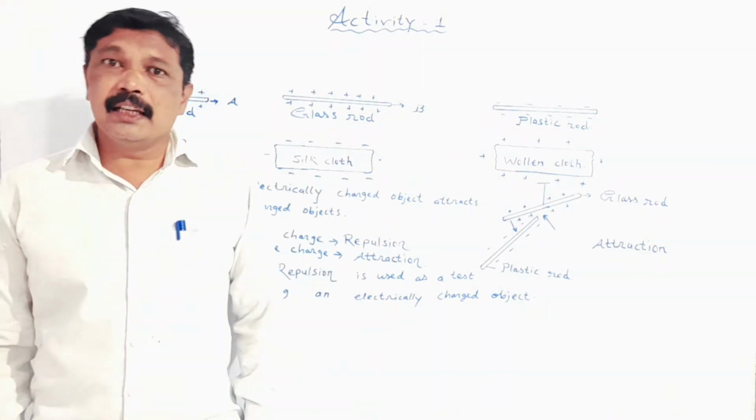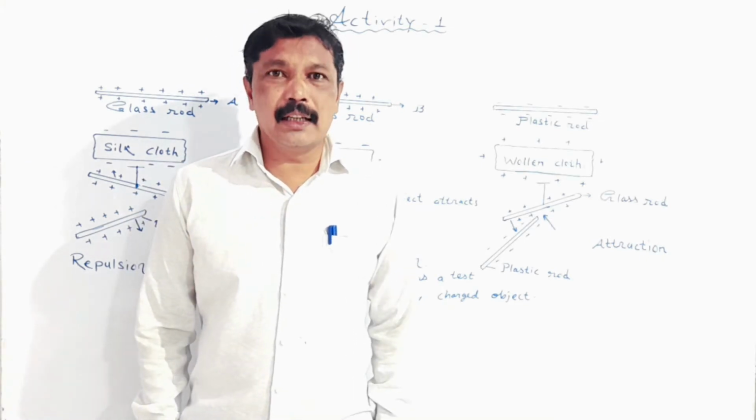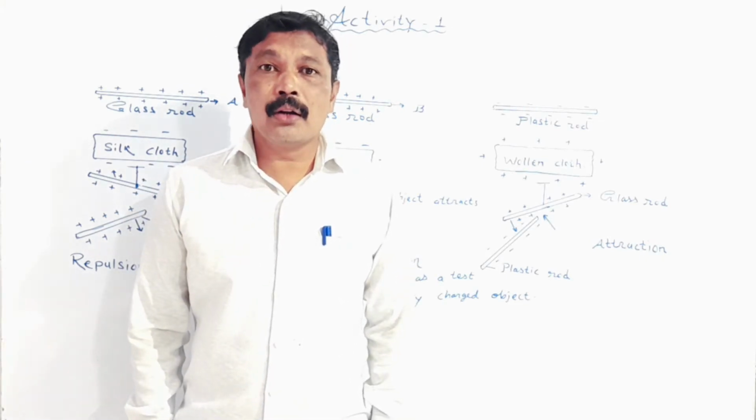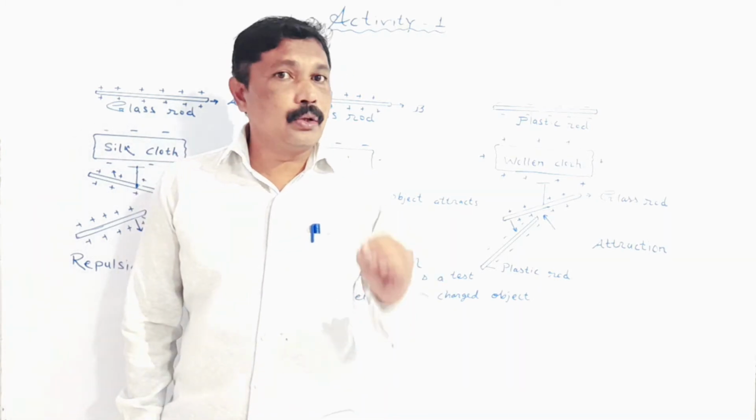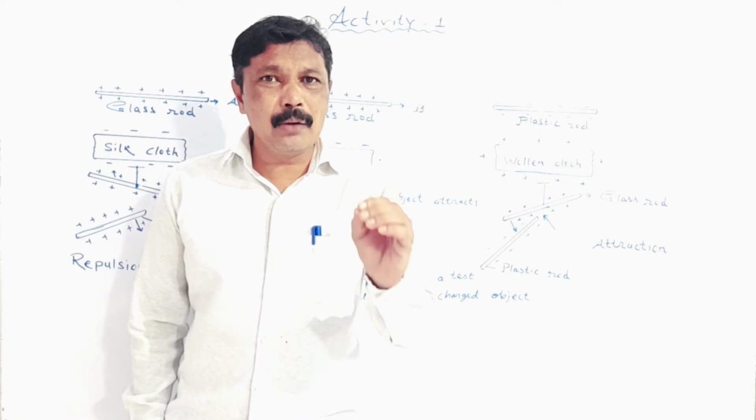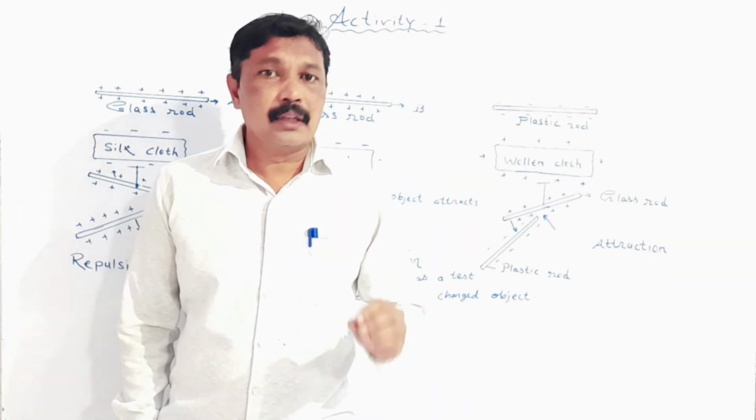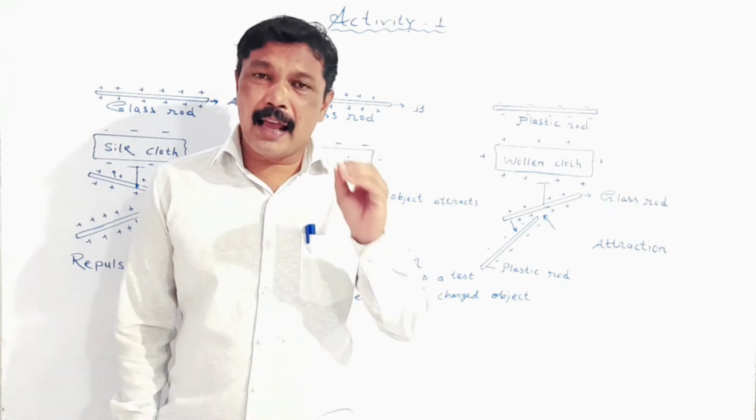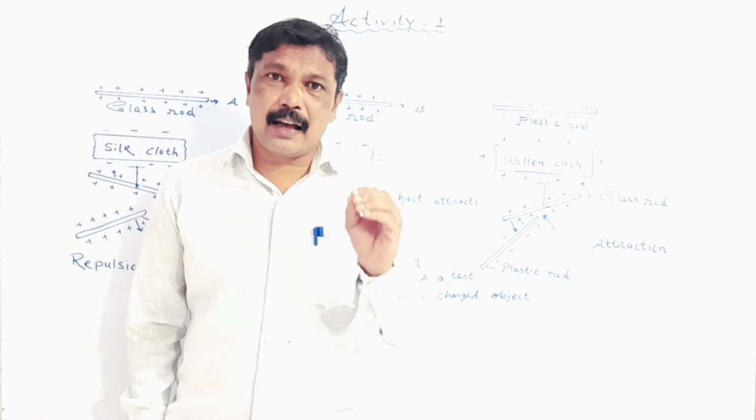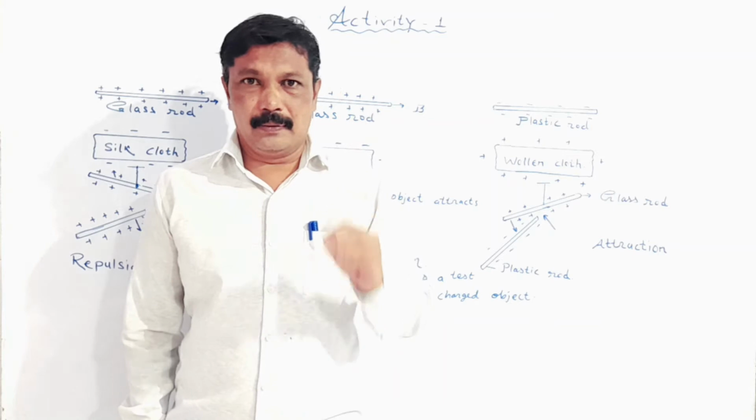We are going to study an activity. In this activity, we will try to generate charge upon a neutral object. My dear student, you all know that every object is made up of charged particles. These charged particles are balanced, and as these charged particles are balanced, the object is said to be neutral.